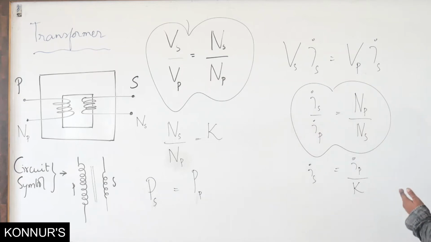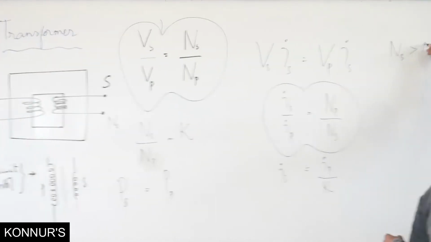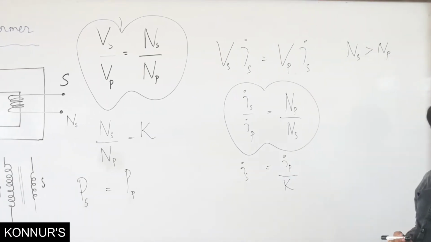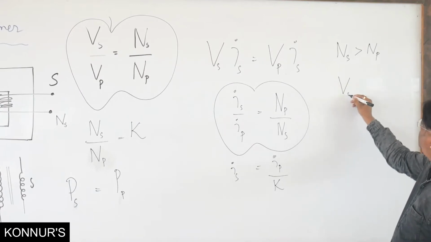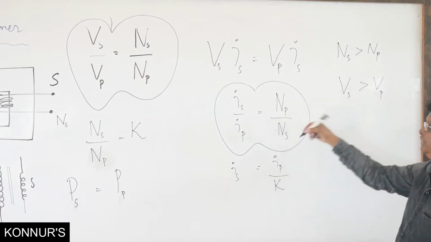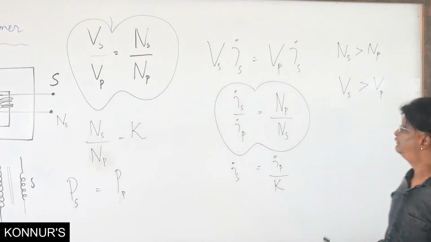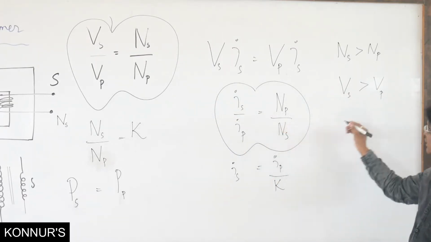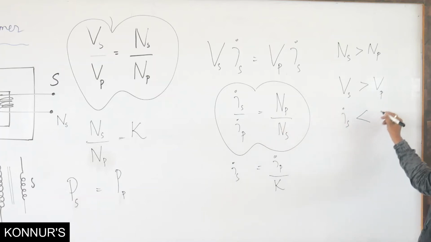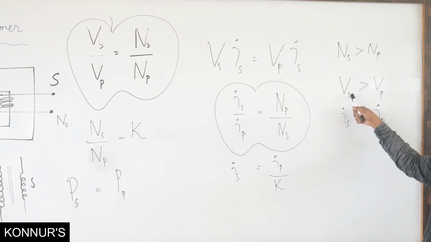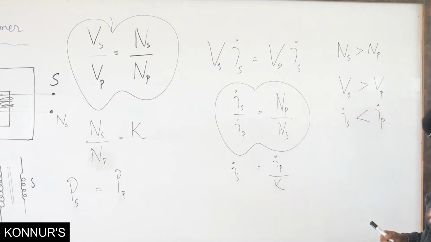Now when we have these two equations, we are introducing that term. Suppose Ns is greater than Np, it will be Vs greater than Vp. See this ratio: Ns greater than Np, Vs greater than Vp, and from this you can write Is less than Ip. And this is what is called a step up transformer, because we are increasing the secondary voltage in which we are using the load that consumes the energy.